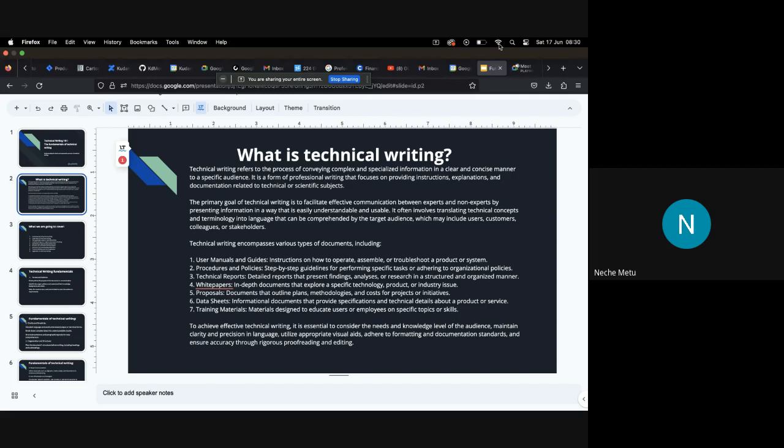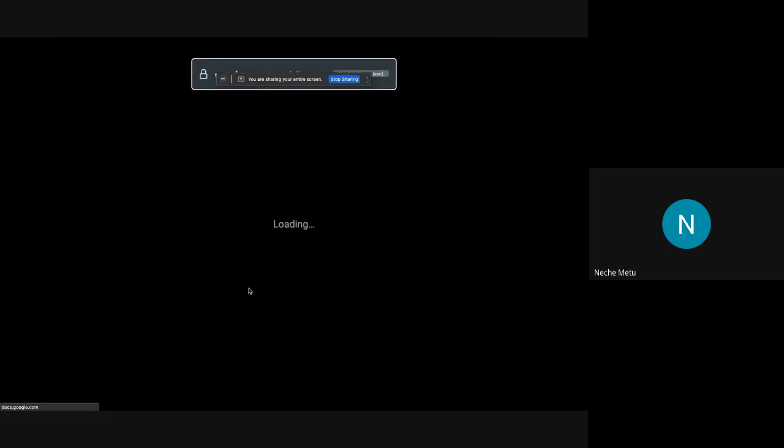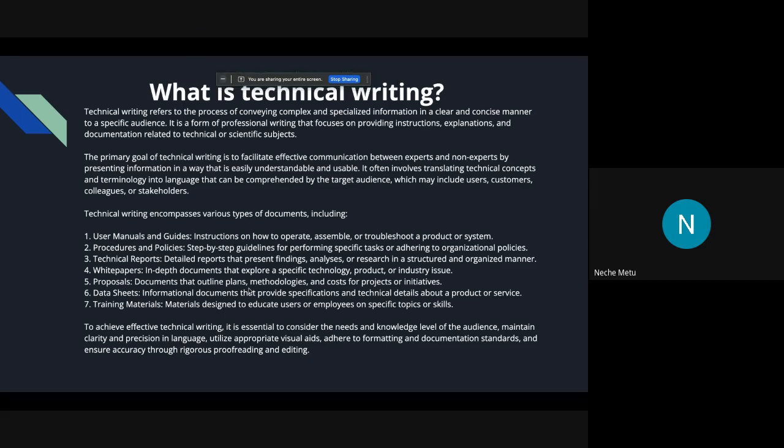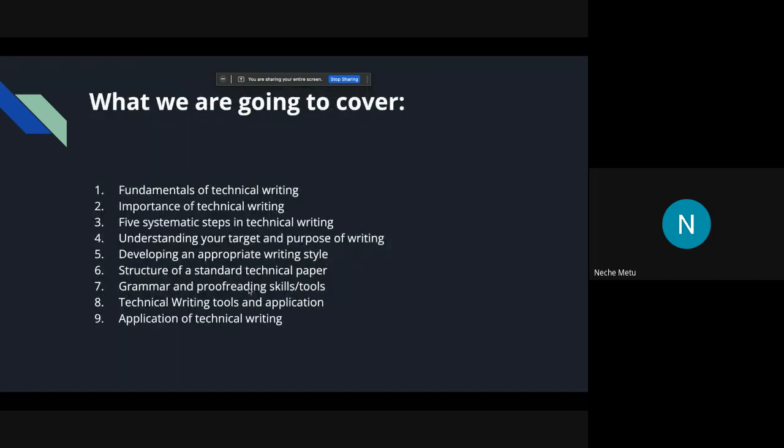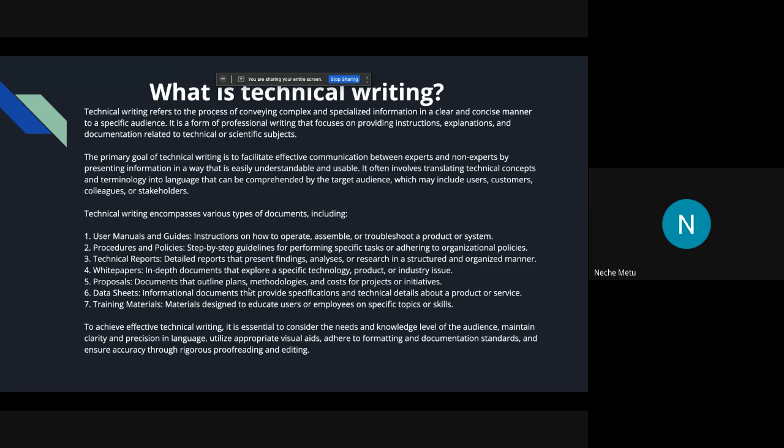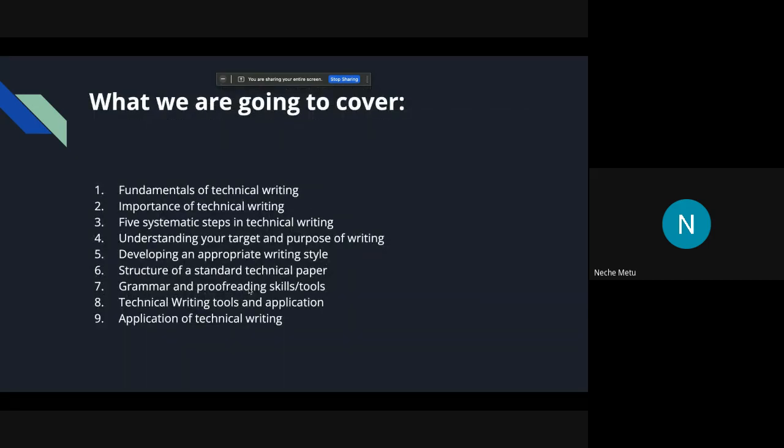So we see proposals, white papers, which have to do with in-depth documentation that explores specific technologies, products, or industry issues. We have data sheets that provide specific specifications and technical details about a product or service, like I was explaining. And then moving over to training materials, what we use to educate users or employees on specific skills or topics. Okay, we'll just round up what technical writing is. So to achieve technical writing, like I said, concise, clear, and simple.